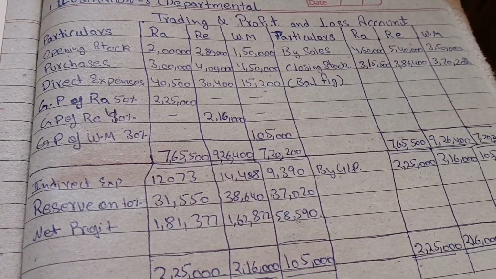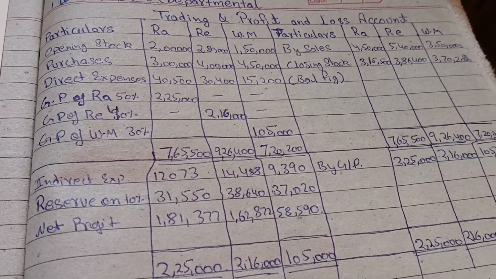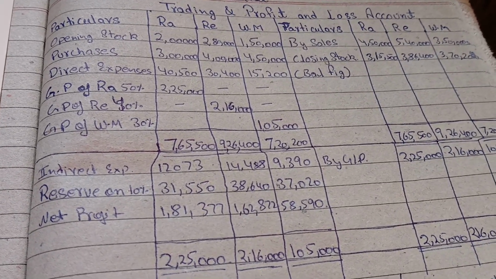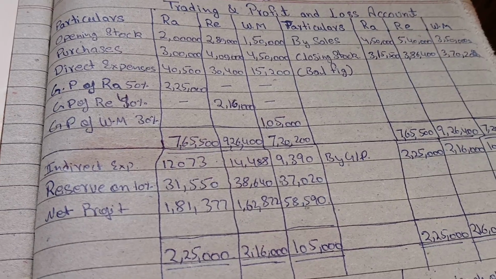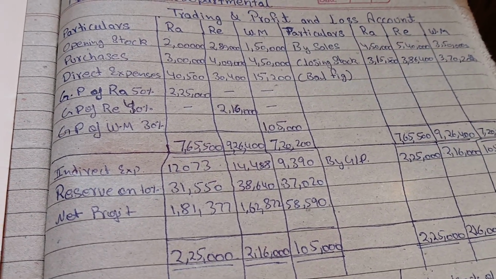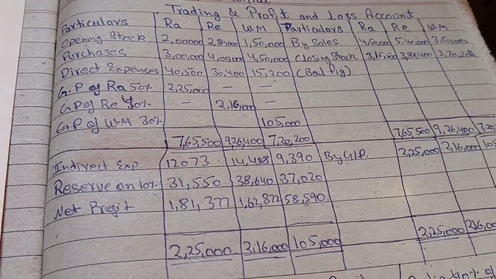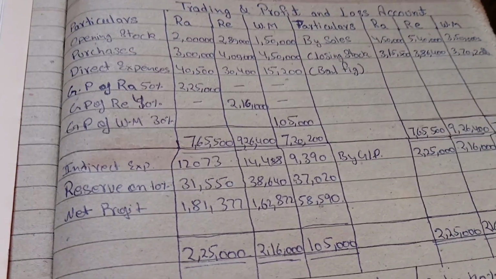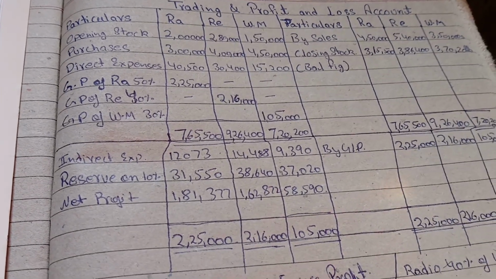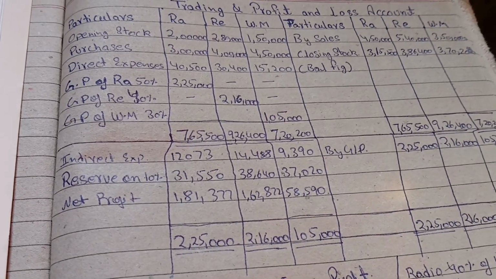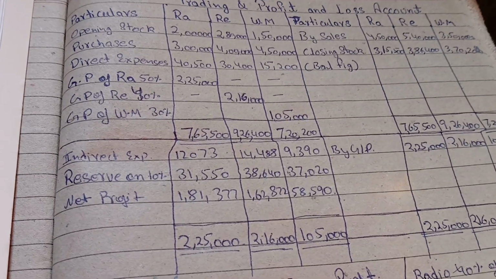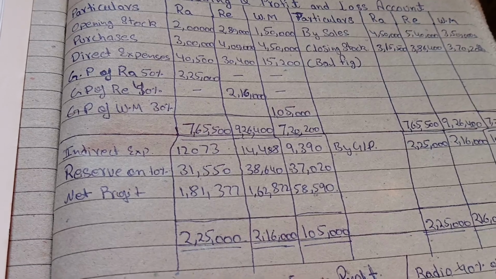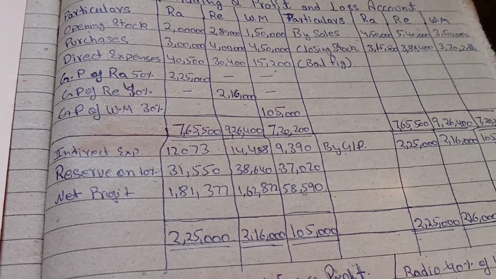Then we write purchases, that is 3 lakh, 4 lakh, and 450. After that we write direct expenses, which is 40,500 for radio, 30,400 for refrigerator, and 15,200 for washing machine. After that we put the gross profit. In this question they do not give an exact gross profit, they give only the percentage: 50% for radio, 40% for refrigerator, and 30% for washing machine.